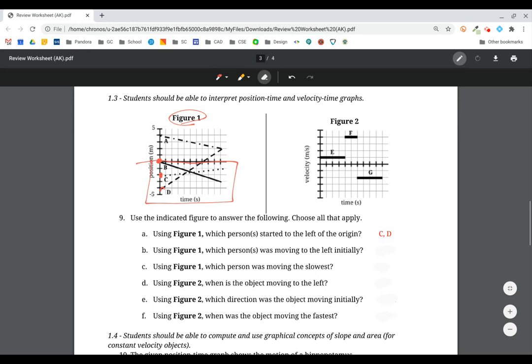For part B, we've got which person was moving to the left initially. And so moving to the left on a position time graph is shown with a negative slope. And so negative slopes are shown for person A and person B.